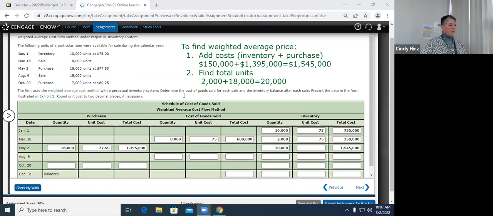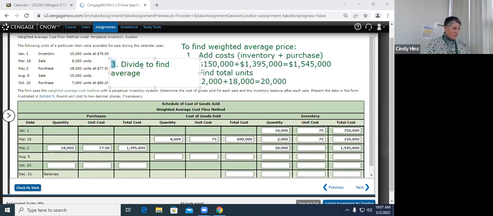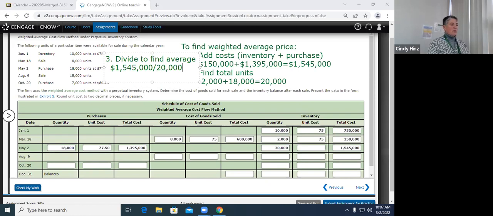Now we're going to find the average. I know this is running a little bit into my table here, but maybe I can move this over here. One way or the other, I'm going to run over something, I guess. So we take the total cost, $1,545,000, and we divide by the total number of units. Hopefully that doesn't run too much into the other stuff. So we take the total cost and divide by the total number of units, and that gives us our average cost per unit.